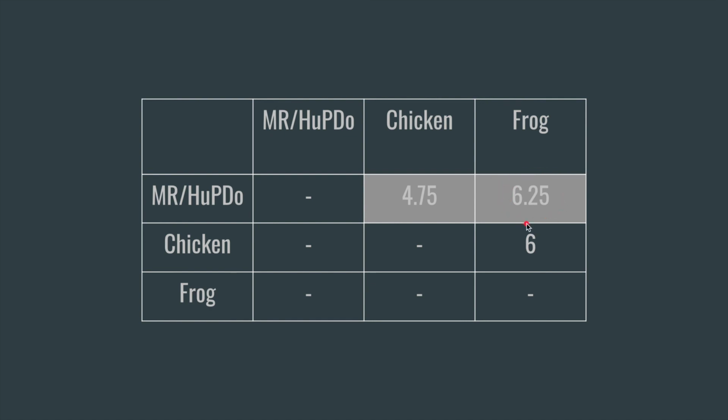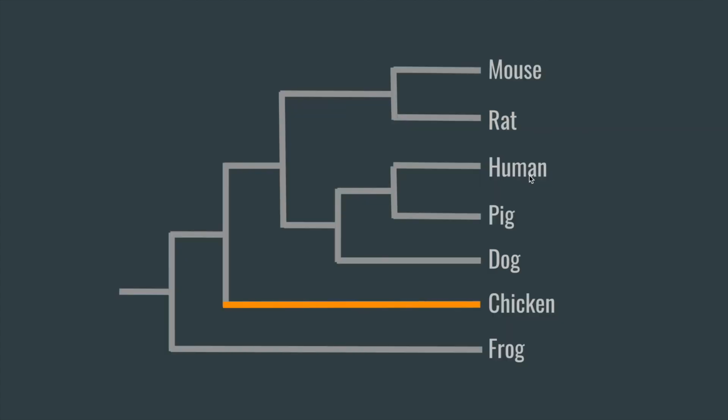So we can therefore conclude that the cluster mouse, rat, human, pig, and dog are closer to the chicken compared to that of a frog, whereas the difference between the cluster and the frog would be 6.25. So we could therefore put the chicken much closer to the mouse, rat, human, pig, dog cluster, and the frog would serve as an outgroup. I hope this video would help you out in finalizing your answers for alternative activity number 1.